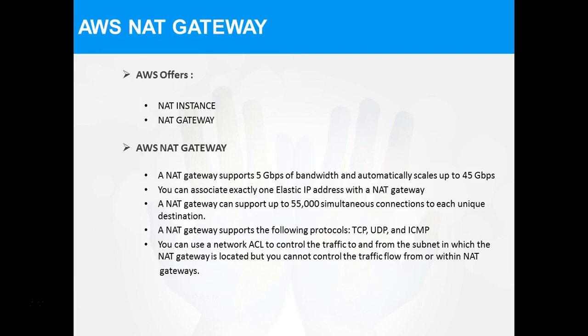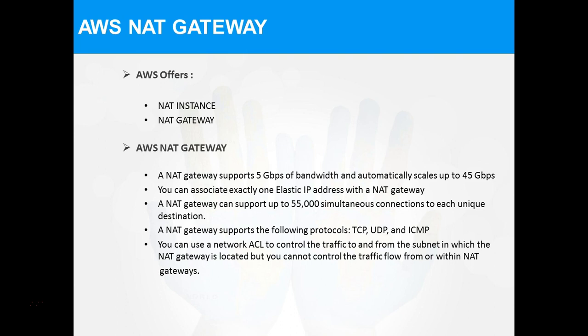Let us see what is AWS NAT. Actually, AWS offers 2 types of NAT techniques. One is NAT instance and the second is NAT gateway. You can accomplish this NAT technique with the help of these 2 services. In this video, we are going to cover NAT gateway only.